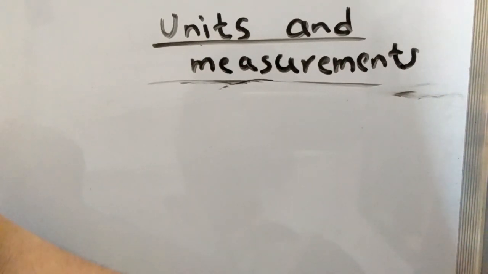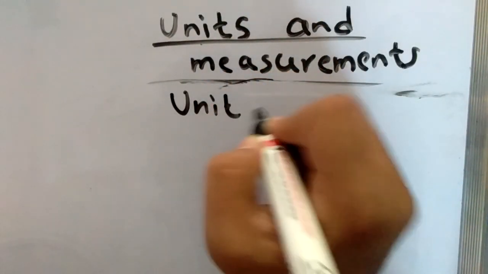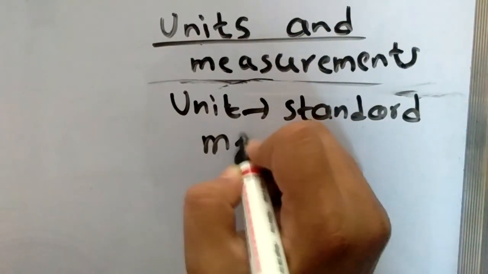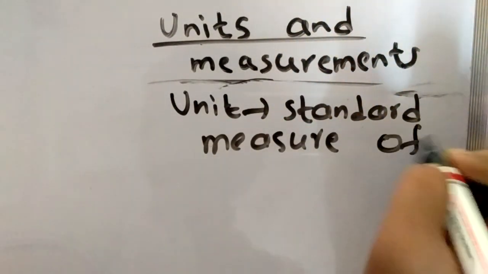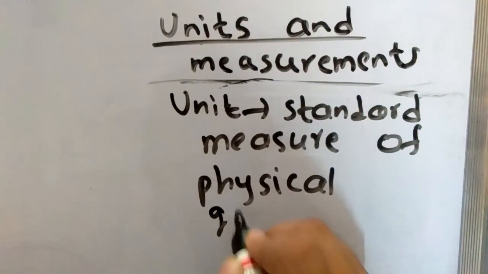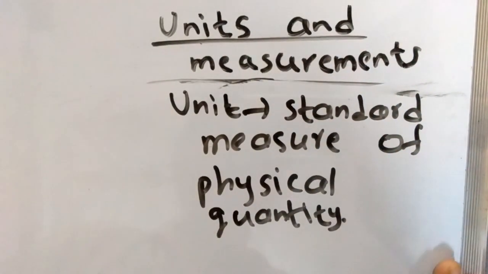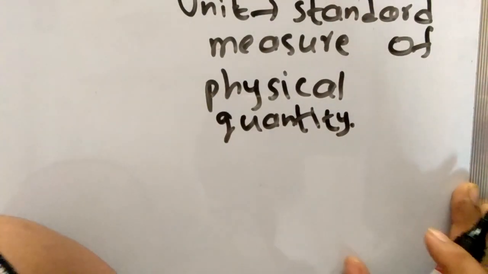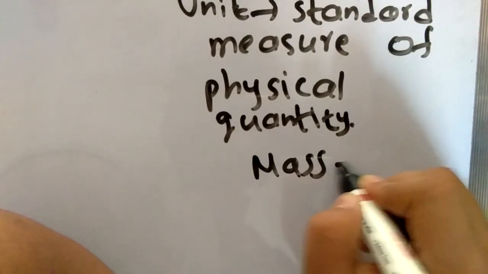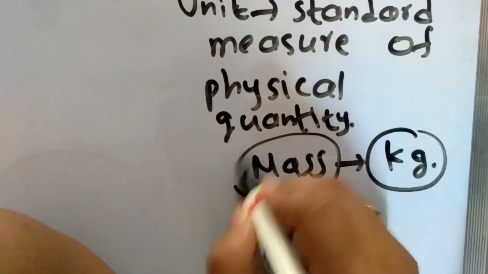So what is unit? Unit is the standard measure of any quantity. Unit is the standard measure of physical quantity. For example, we will take a physical quantity as mass. What is unit of mass? Kg. Right, so kg is the unit and mass is physical quantity.